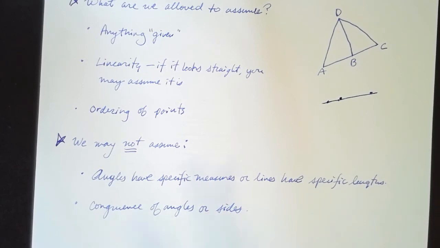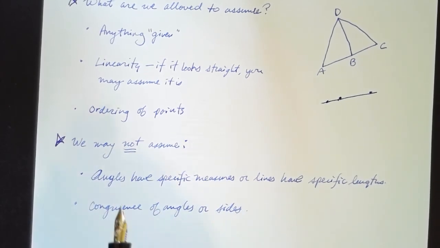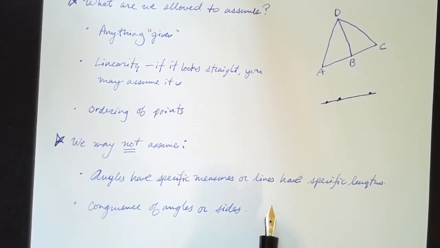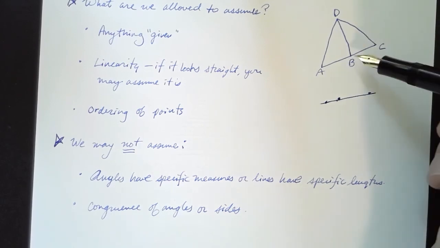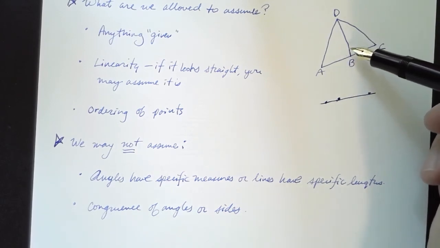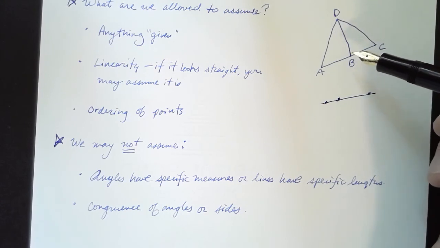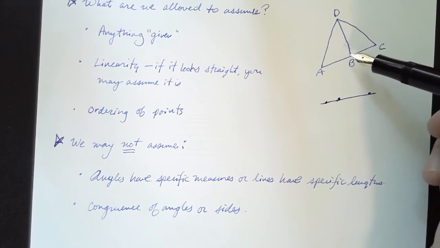You may not assume, do not assume without being told in the givens, that angles have specific measures or that lines have specific lengths. So you couldn't assume, for example, that this is a right angle. You can't assume that this is 90 degrees. Even if it looks like it, if you're not given it or you can't prove it, you can't use that fact, even if it appears to be a 90-degree angle.